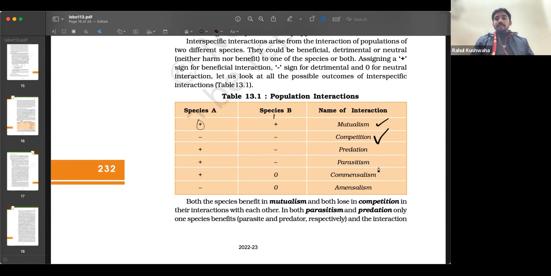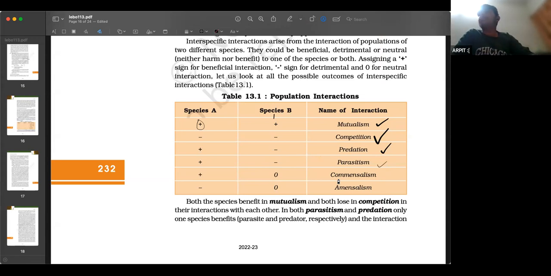The fourth interaction is parasitism. Parasitism, in terms of the output, is the same as predation, which means one is at benefit, one is at loss. But there is a difference between predation and parasitism. The first difference is the size of the organisms. In predation, a predator has to be most of the time bigger than the prey.